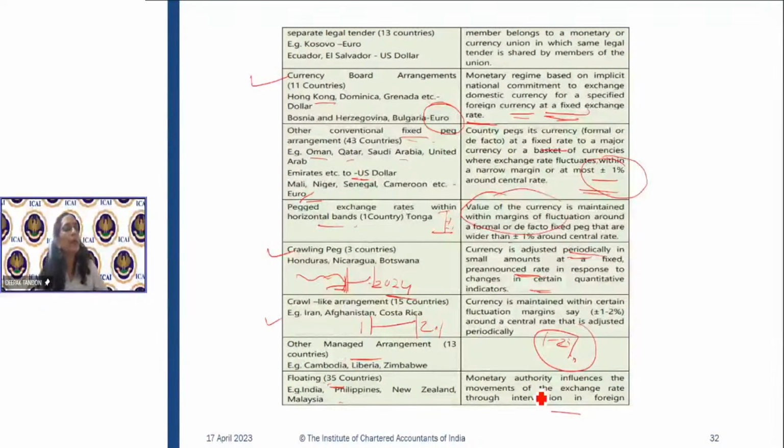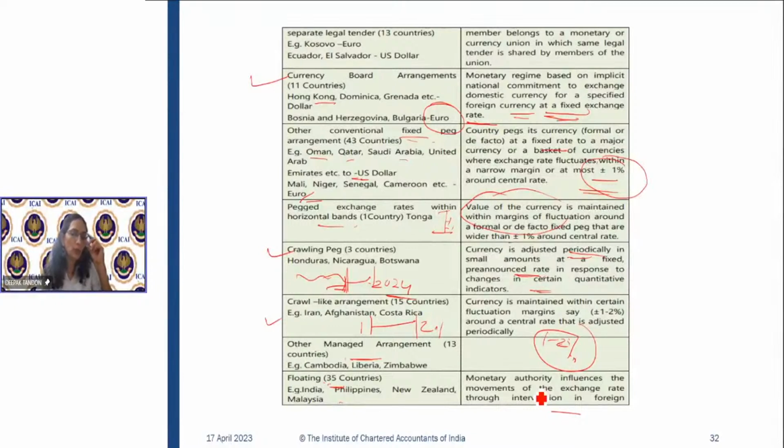In some countries they pegged it, in some they used a crawling peg, in some they kept it floating, and in some they crawled it with variation. Okay, so this is how they decide. Respective countries have decided based on their economic conditions. What is the economic status in their country?